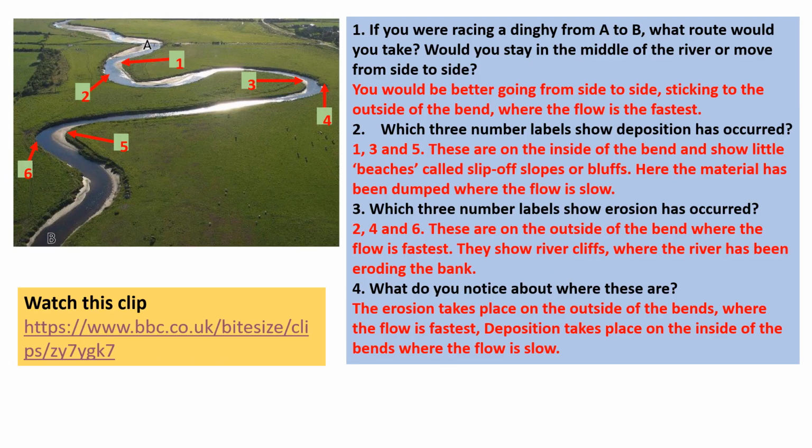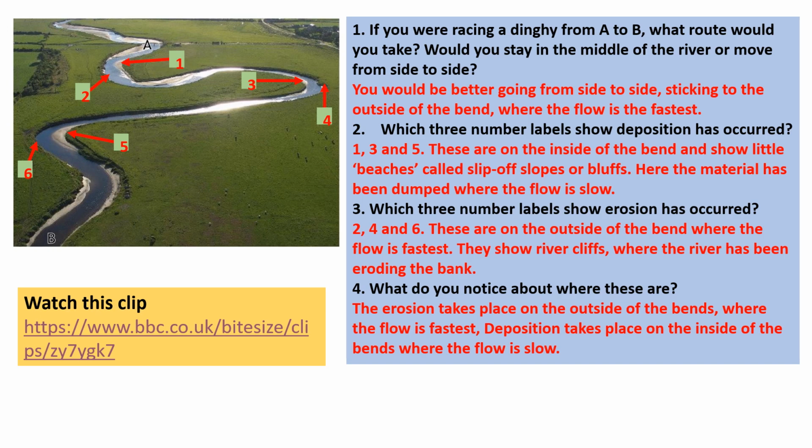So here are the answers to the questions on the previous slide. They are written down, but I will go through them as well. So question 1, if you're racing a dinghy from A to B, what route would you take? Would you stay in the middle or would you go from side to side? Well, if the river was very straight, then it would be a good option to stay in the middle, because often on a straight river, the fastest part is the middle.